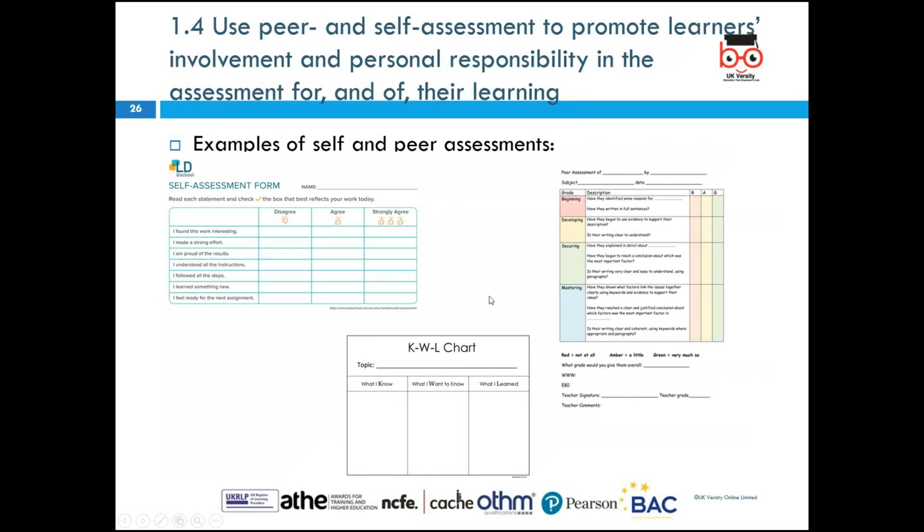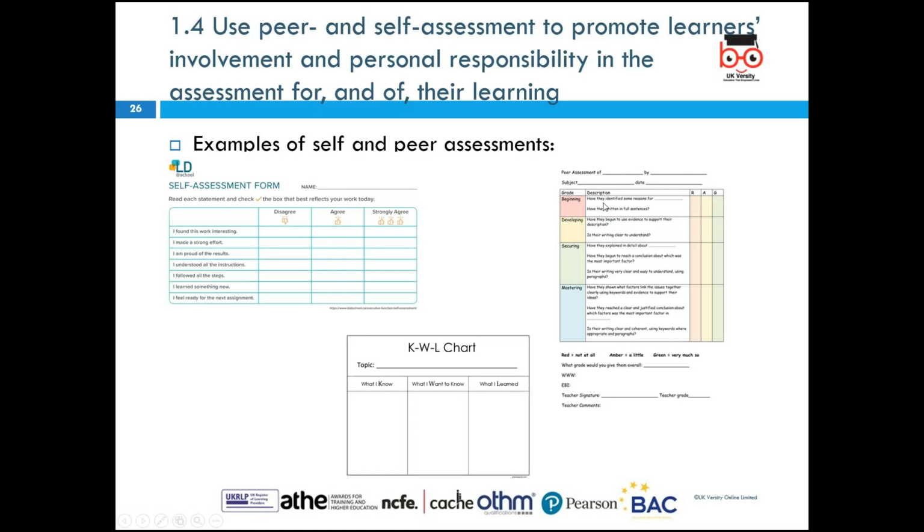And then again, we've just got examples of self and peer assessments. You can fill out self-assessment forms, simply where you're asking the student, did I find this work interesting: agree, disagree, or strongly agree? Did you make a strong effort? Are you proud of the results you got? That type of thing there.